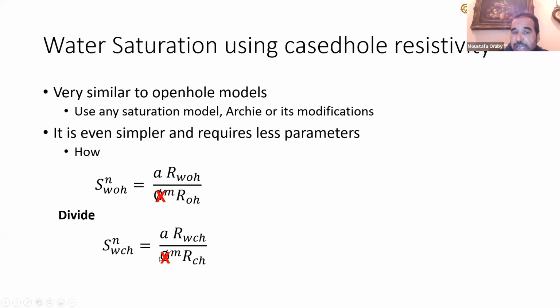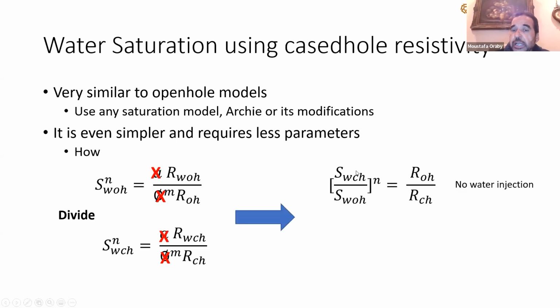The porosity will cancel out, so I don't really need to know porosity anymore. A will cancel out. Okay. Then the SW cased hole over SW open hole, the ratio that changes from open hole to cased hole, is just the R open hole over R cased hole if there is no water injection. Because if there is no water injection, then the RW open hole is the same as RW cased hole. So in this case, they also will cancel out.